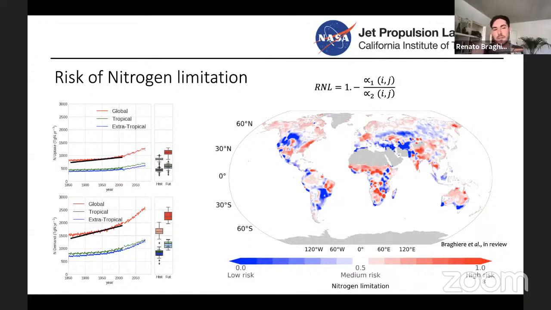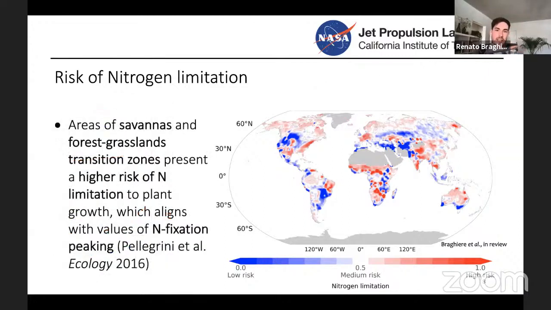Now, if the rate of demand is increasing at a higher pace than nitrogen uptake, then that area has a lot of potential to run out of nitrogen. And so we plot this figure here for each grid cell in CLM5, and we found that areas of savannas and forest-grassland transition zones present a higher risk of nitrogen limitation to plant growth, which is in alignment with values of nitrogen fixation peaking in those places.